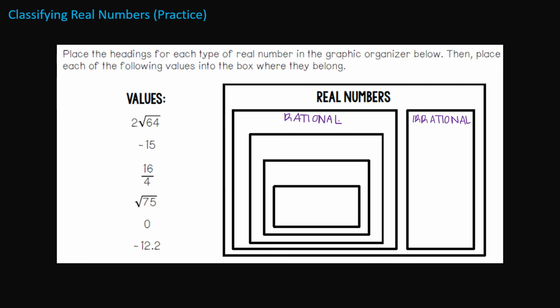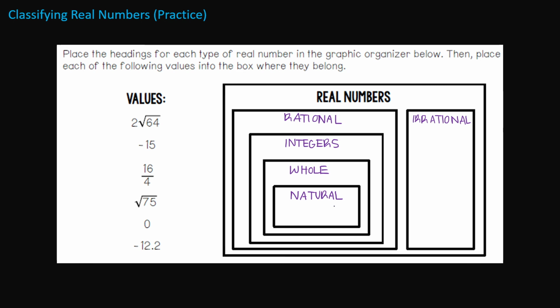Let's go into the rational box and let's move further in, getting more specific. Next in the order would be integers. All of the whole numbers and their opposites are number line numbers. More specific than integers would be whole numbers. And lastly, natural numbers are our most specific type of number.